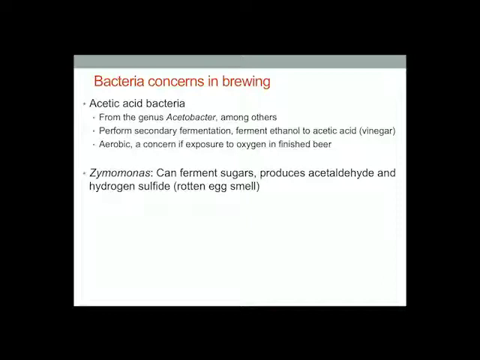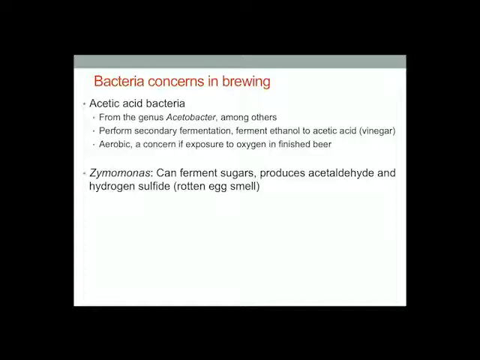And then lastly, we can have some bacteria of the genus Zymomonas. Zymomonas are also able to ferment sugars. They happen to produce acetaldehyde as well as hydrogen sulfide. And as we'll also discuss in the fermentation unit, hydrogen sulfide can be produced by yeast as well.